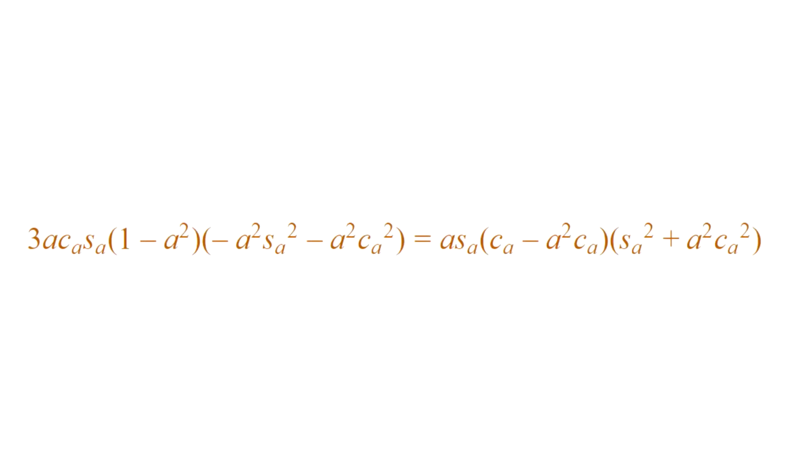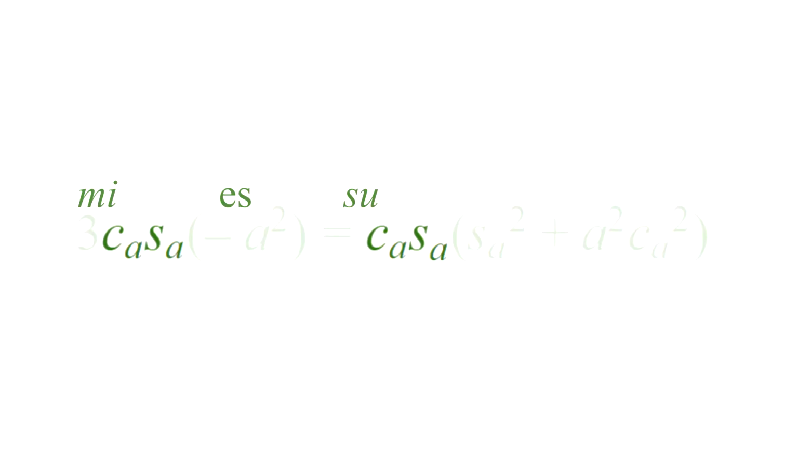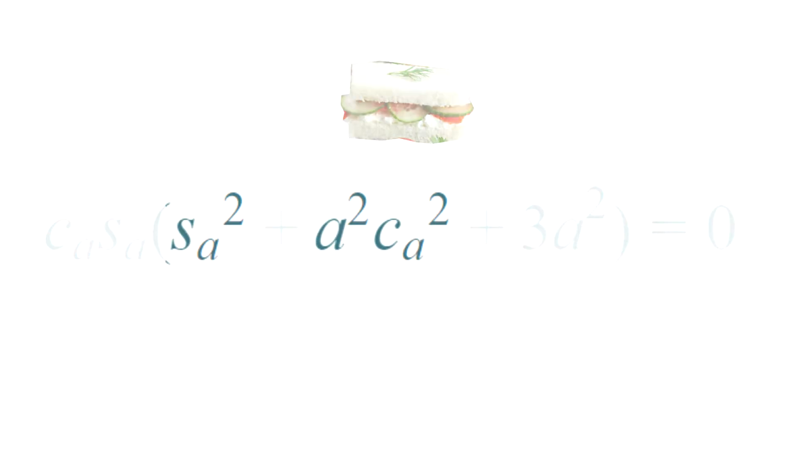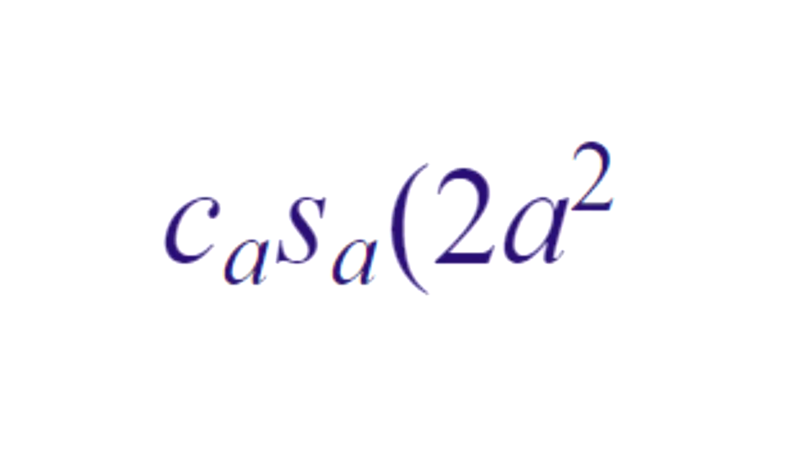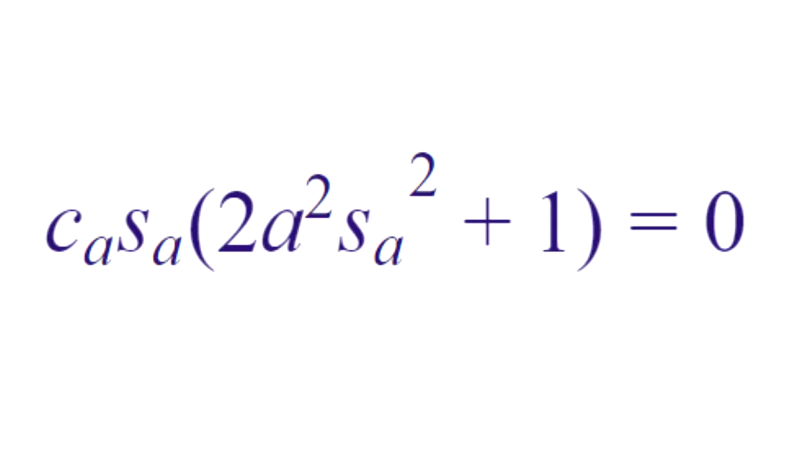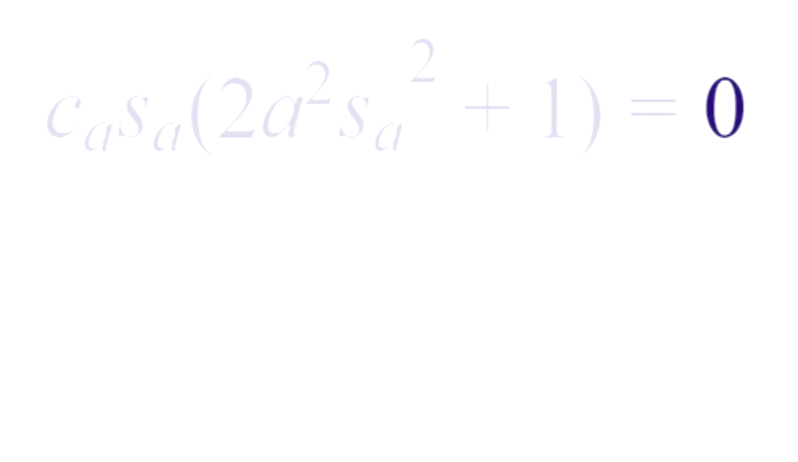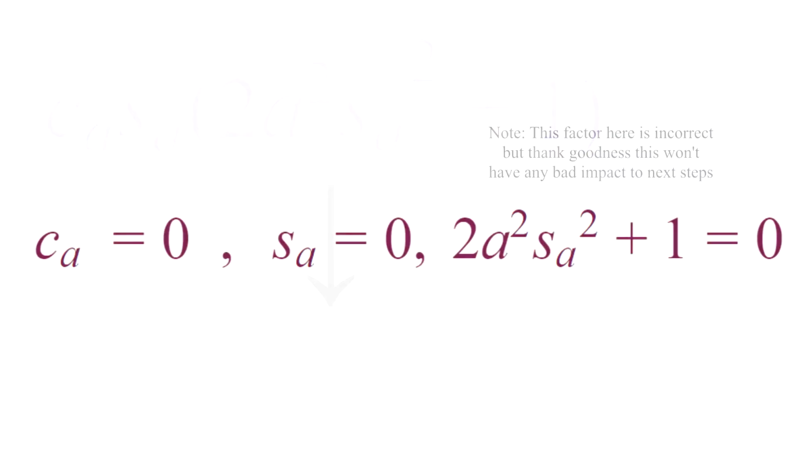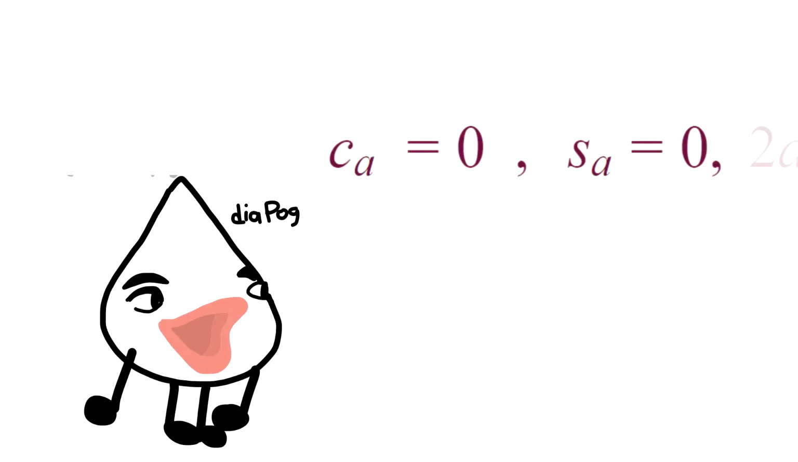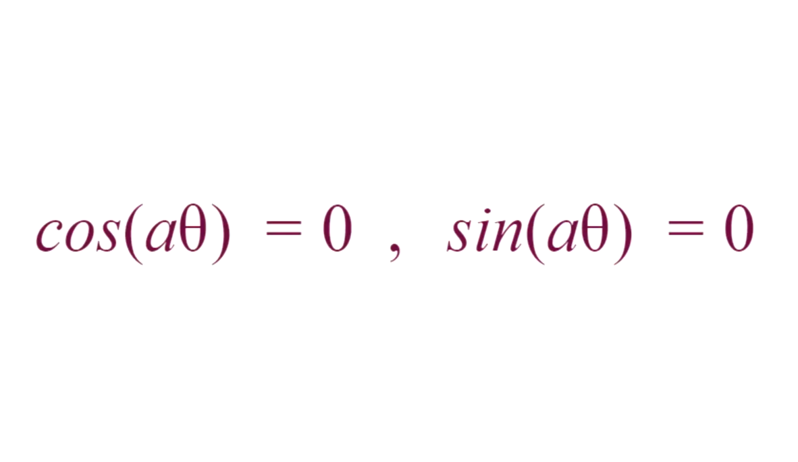After some simplifying, this entire footlong gets pressed into a finger sandwich that is c sub a s sub a times 2a squared s sub a squared plus 1 equals 0. Now, since these are 3 products equaling 0, we can separate them into their own equations. And hey, look at this! We have sine a theta equals 0, then cosine a theta equals 0 for the solutions.